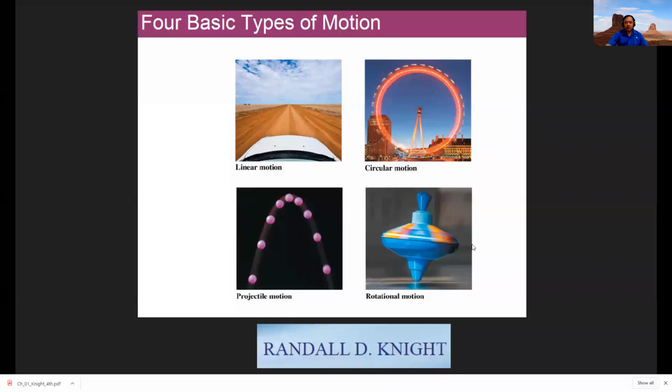So before we proceed to motion graphs, it's important to know also the motion diagram. As an introduction, let me share the screen. This is from the textbook by Randall Knight, the author of the physics book. There are four basic types of motion: linear motion, circular motion, projectile motion, and rotational motion. For our purpose, let's start with linear motion.